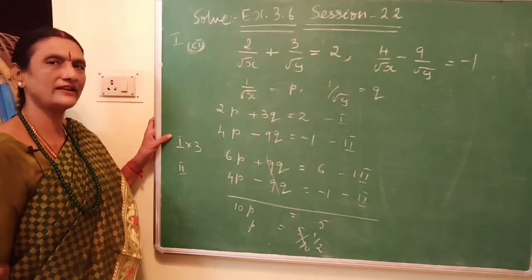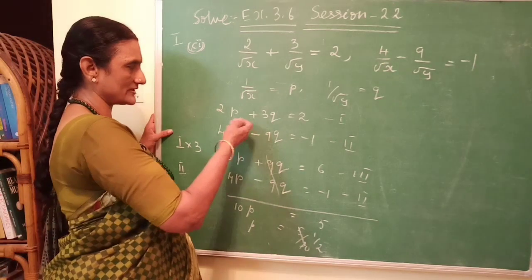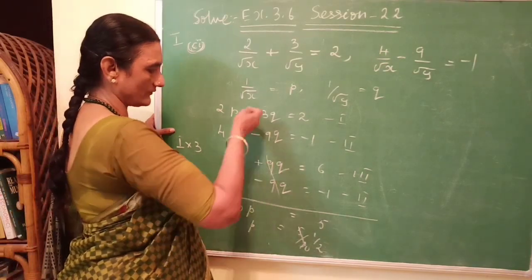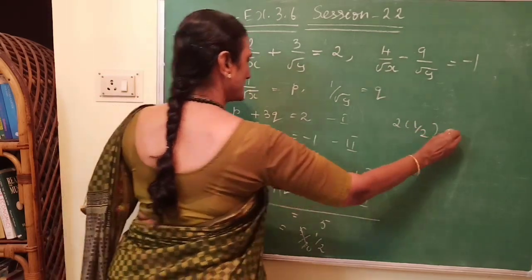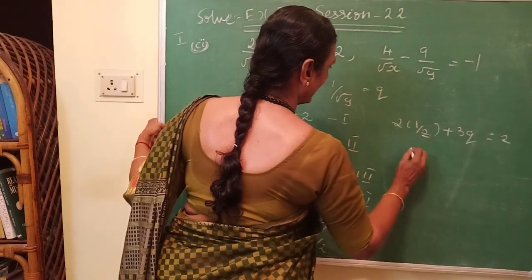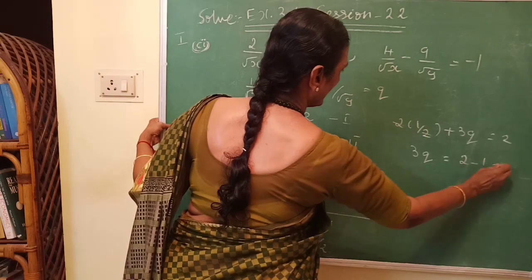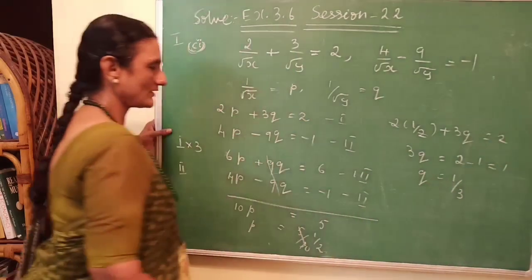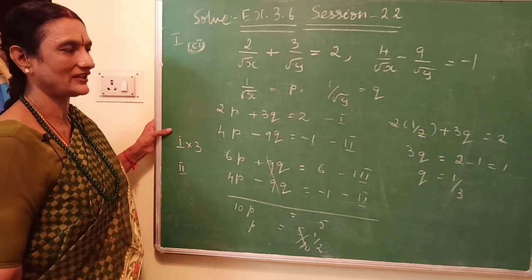Now how do we get the value of q? We have to substitute in the first equation or the second equation. If you substitute in the first equation, it is 2 into 1 by 2 plus 3q is equal to 2, which means this and this will get cancelled. We'll get 3q is equal to 2 minus 1, that is 1. Therefore q is equal to 1 by 3. So what have we got? We have got p is equal to 1 by 2 and q is equal to 1 by 3.